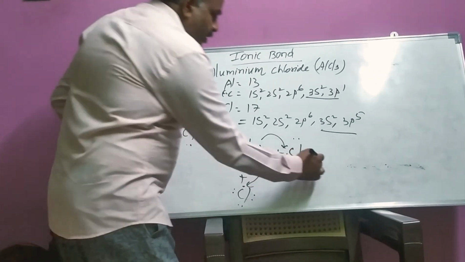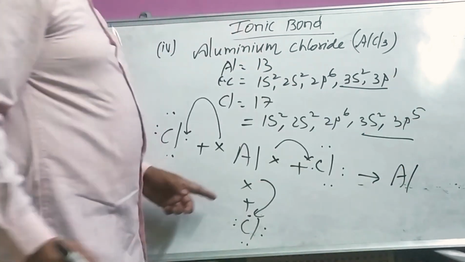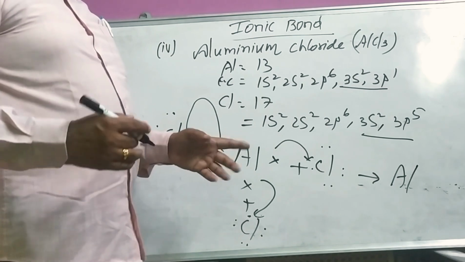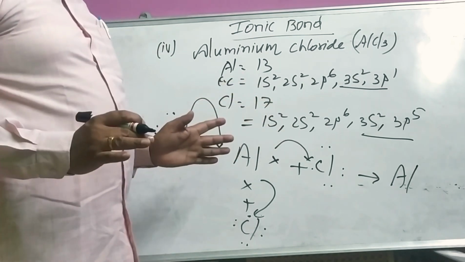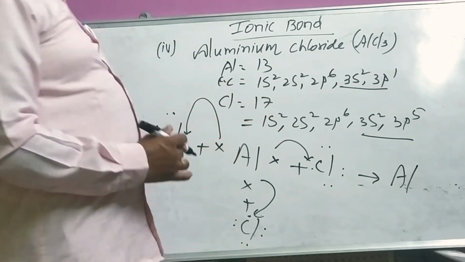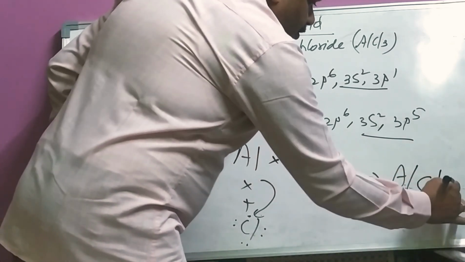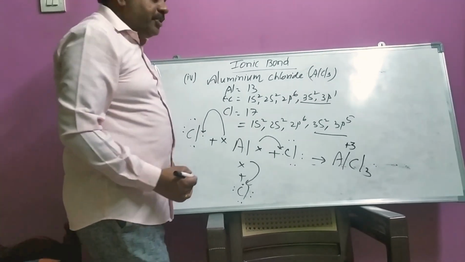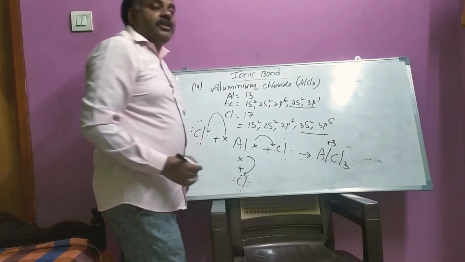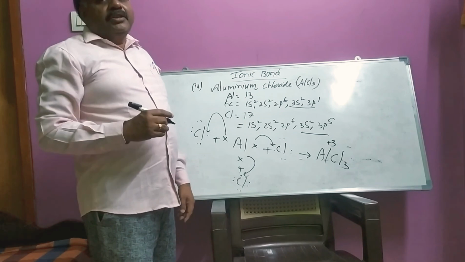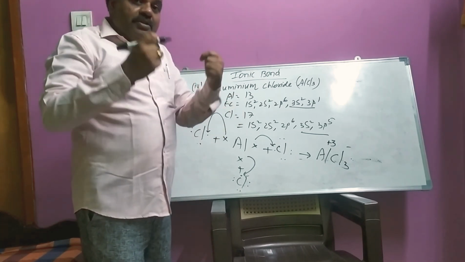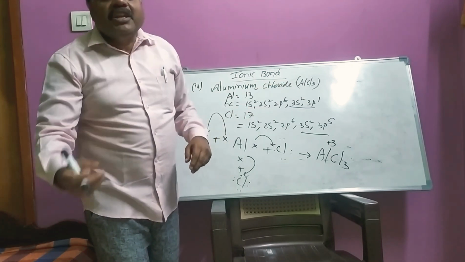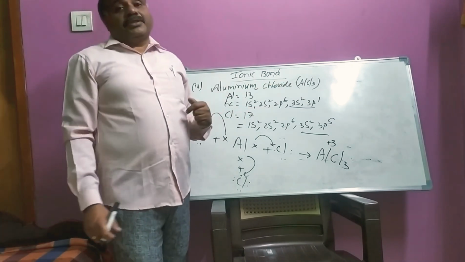That's why this is ionic bond. Why? Aluminium transferred 3 electrons to 3 different chlorine atoms. So aluminium gets plus 3 unit charge. Each chlorine atom gets 1 unit negative charge. Thus, ionic bond is formed between 1 aluminium and 3 chlorine atoms, dear children.